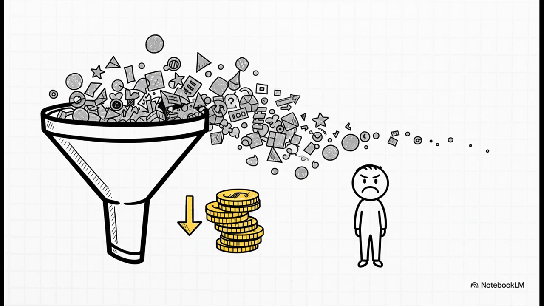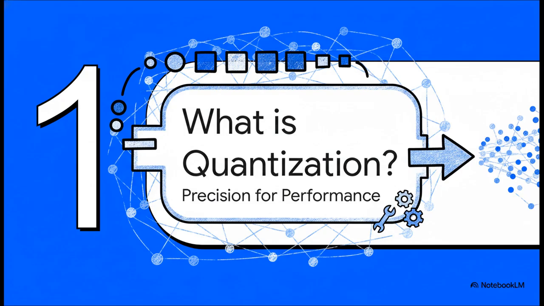For all their smarts, the inference speed of these models, how fast they can actually think and give you a response, has become the new major bottleneck. The sheer amount of compute power and memory they demand is just staggering, and it's slowing everything down and making things super expensive. So how in the world do we fix this?